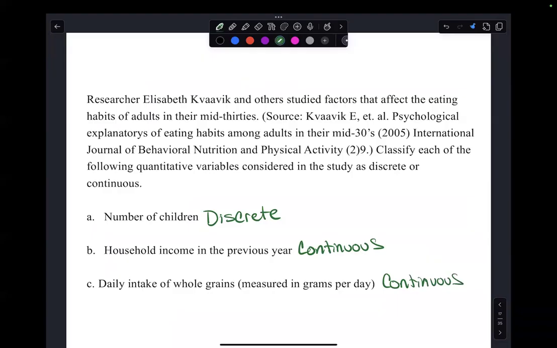Questions on this? Yeah. What do you do with average numbers? Like if you have something that normally is discrete, but we have an average of 4.3 children, does that become continuous? Well, we don't really classify with averages like that. They don't go into either category, it's its own thing. I wouldn't even really worry about that.